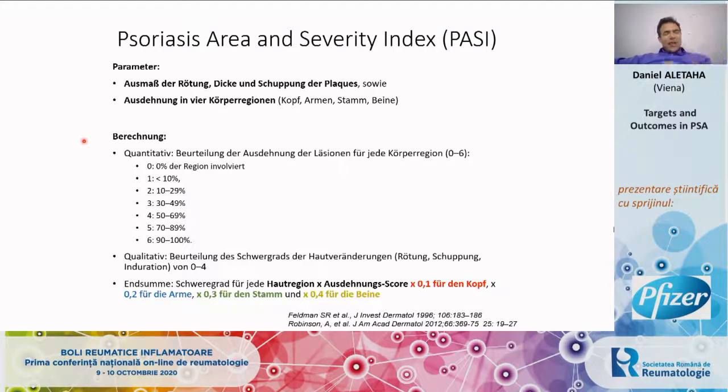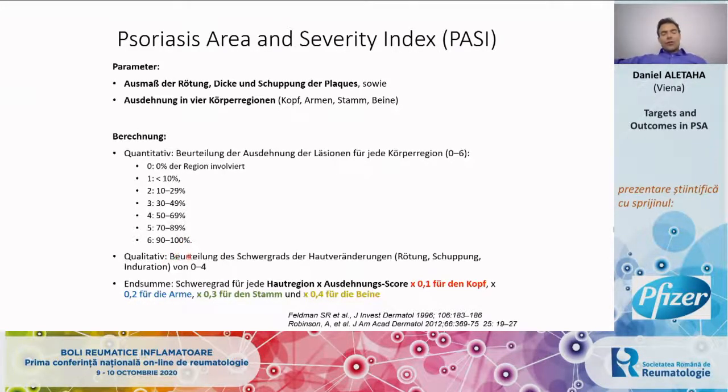You measure the redness, the thickness, and the scaling of plaques in 4 different regions of the body, which is the head, the arms, the trunk, and the legs. And then you do a quantification of the lesions on a scale from 0 to 6, depending on what the percentage of the respective region involved.